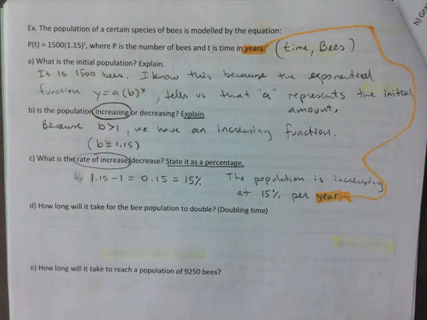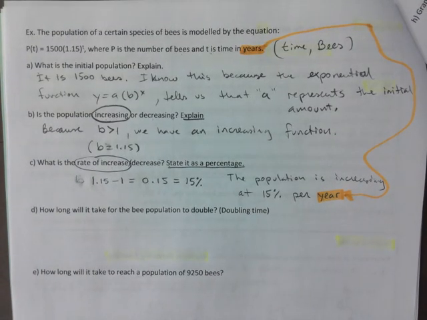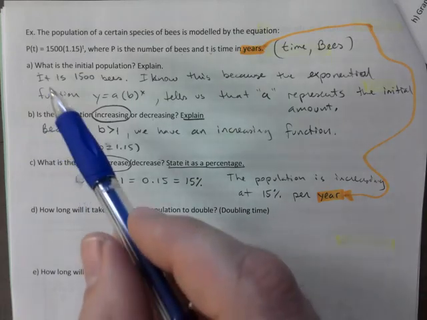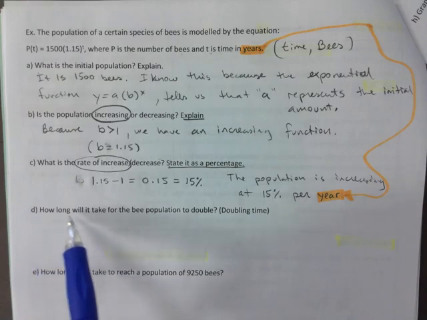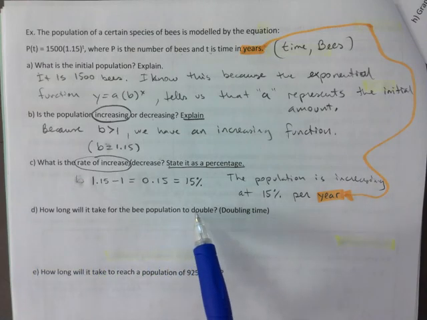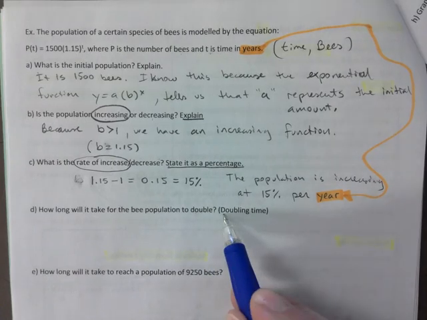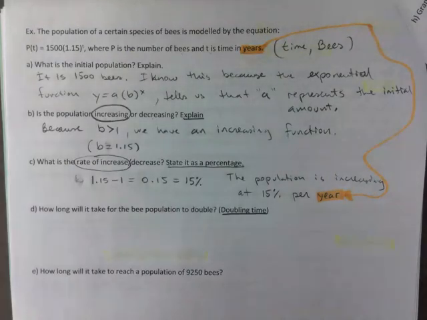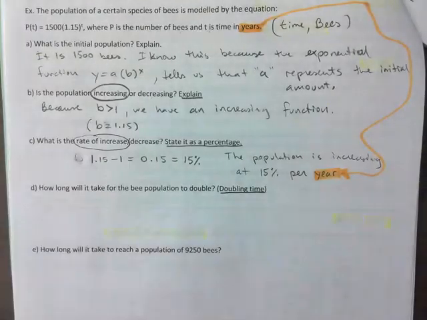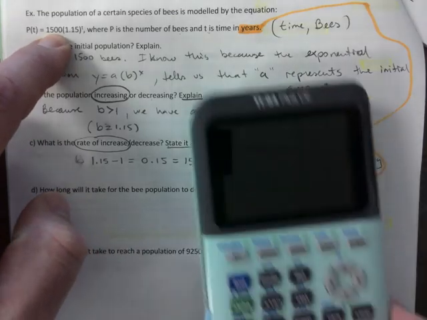That's amazing. Okay, so far we've just taken apart the equation. We've been able to answer without even typing this into our calculator, just by looking at it. Okay. D, how long will it take for the bee population to double? You're trying to figure out the doubling time. You don't know what the doubling time is. You want to figure it out. Okay. So how would you go about this? I want you to first type this into your calculator, this equation right here.